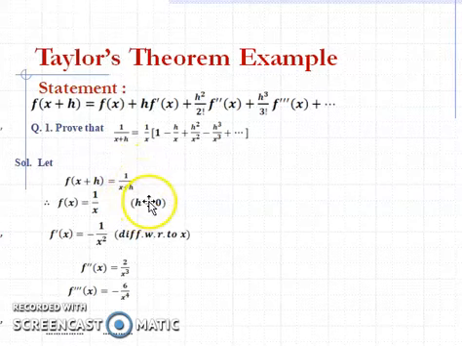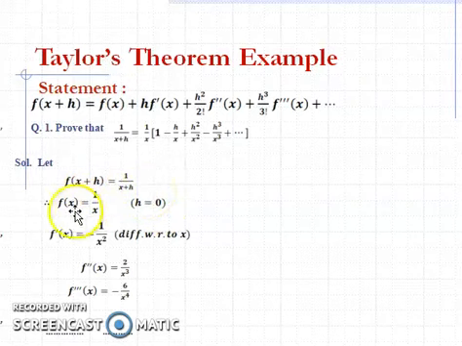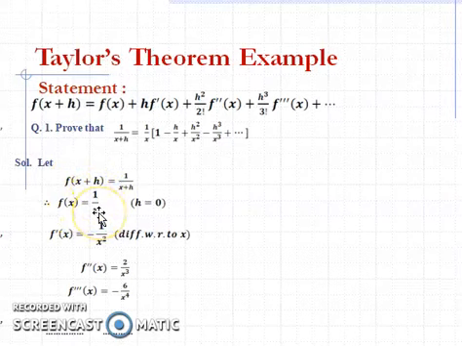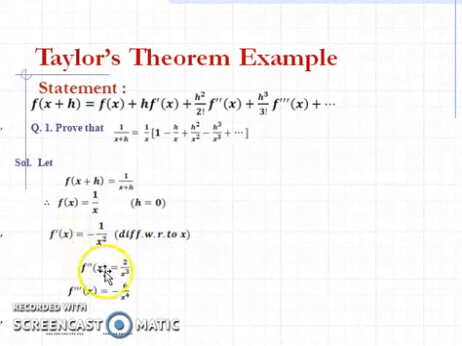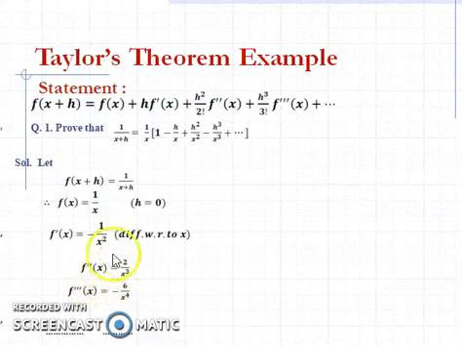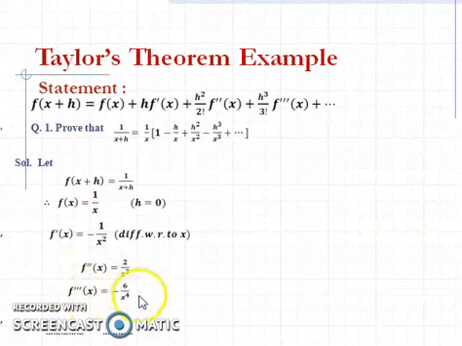So on putting h equal to 0 on both sides of the given statement, what result will come? It is f of x equal to 1 by x. On differentiating both sides with respect to x, it becomes minus 1 by x squared. Again differentiating this, we get 2 divided by x cube, and again differentiating, we get f triple dash of x equal to minus 6 divided by x to the power 4, and many more.